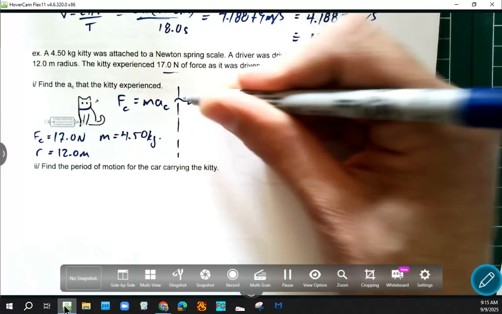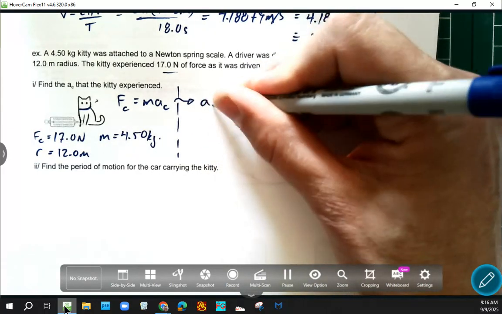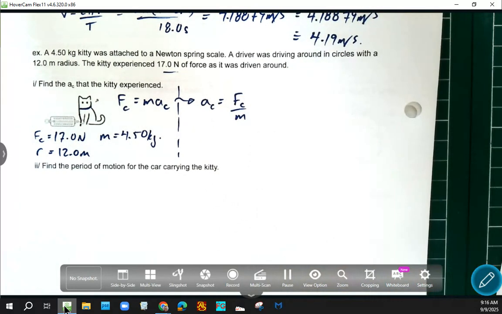Well, if I take this new but not so new equation for centripetal force, I'd say a_c is equal to F_c over m, and I'm really only specifying a_c and F_c because sometimes we'll have different forces.